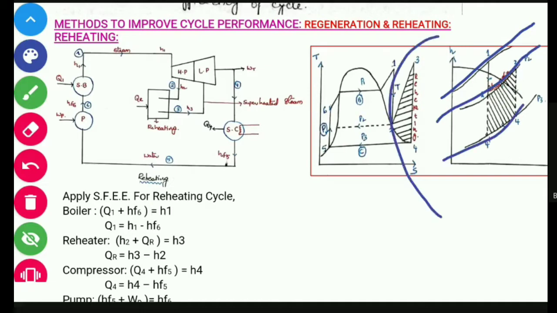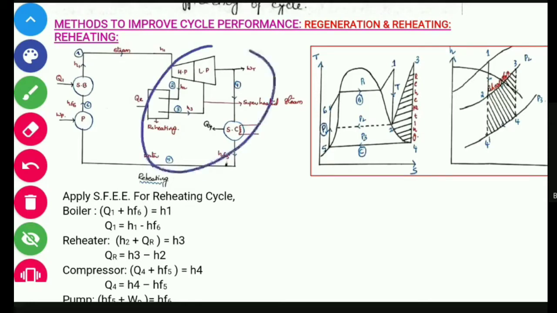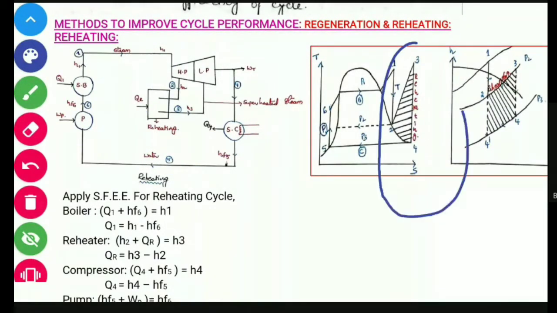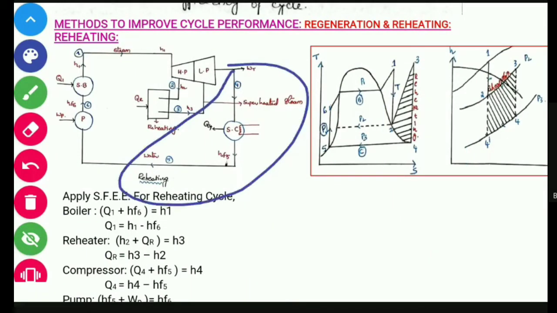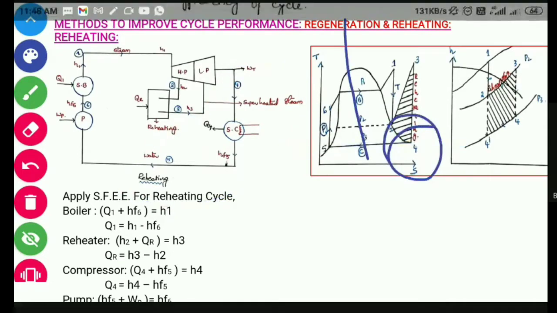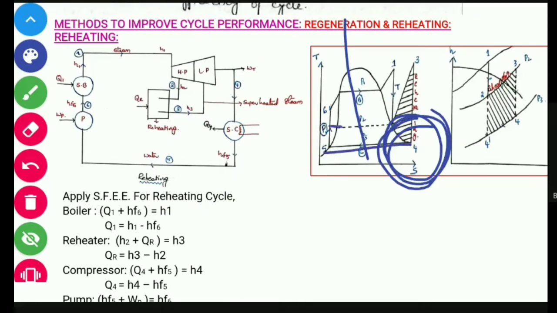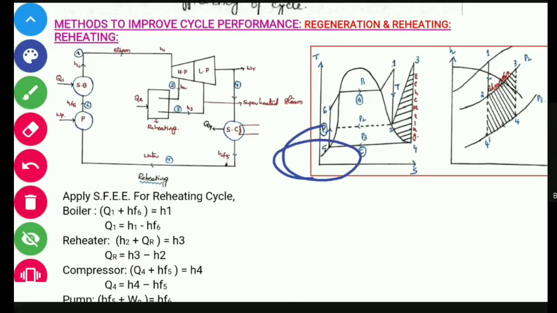This is the HS diagram. Again, 3 to 4, we are having a low pressure turbine. Here also again expansion, isentropic expansion, 3 to 4. Again from 4 to 5, steam condenser. At constant pressure, phase change occurs from vapor steam to condensed liquid at 5. That means again the water enters the pump.